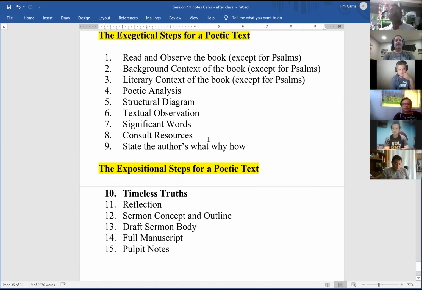Now that I've got the authors, what, why, how, I'm ready to put my sermon together. What are the steps that I go through to do that? So we'll again review each of these steps: the timeless truths, reflection, the sermon concept and outline, the manuscript, and then the notes. All right?